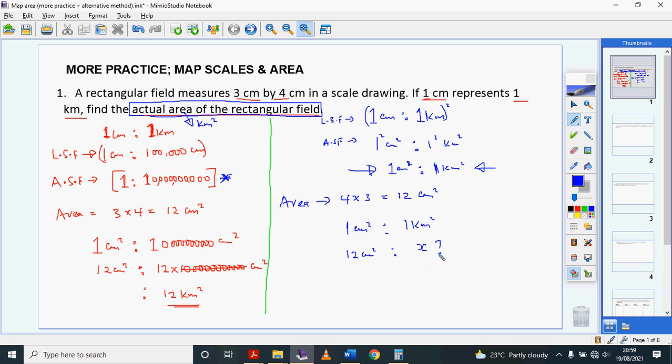You can put an X there, and if you want to cross multiply, you can, but since this scale is easy, it's pretty straightforward that if 1 centimeter squared represents 1 kilometer squared, then 12 centimeters squared will surely represent 12 kilometers squared. So that's your answer, 12 kilometers squared.